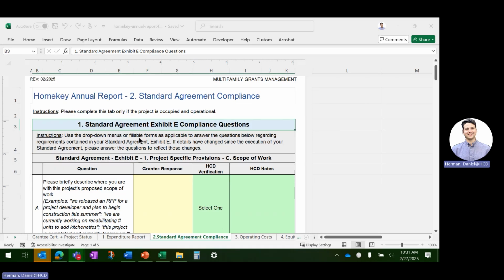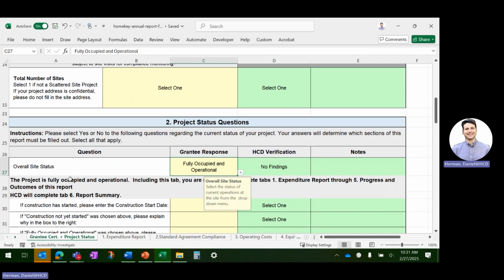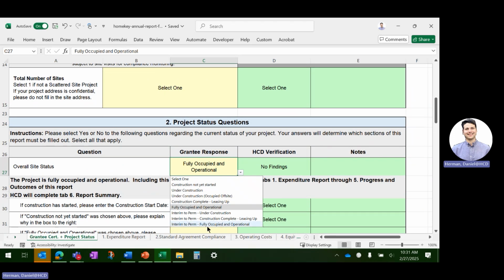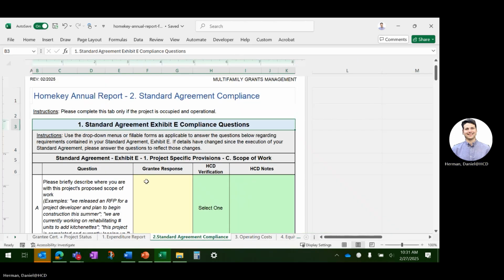So again, this tab should only be appearing if you have reached full occupancy. If this tab is not appearing, please ensure that the selection in the grantee certification and project status, overall site status cell is marked as fully occupied and operational, or interim to perm, fully occupied and operational.